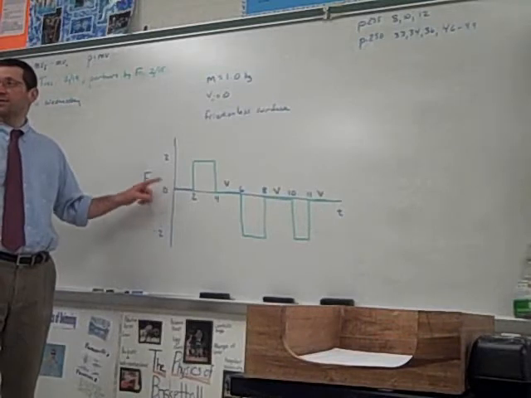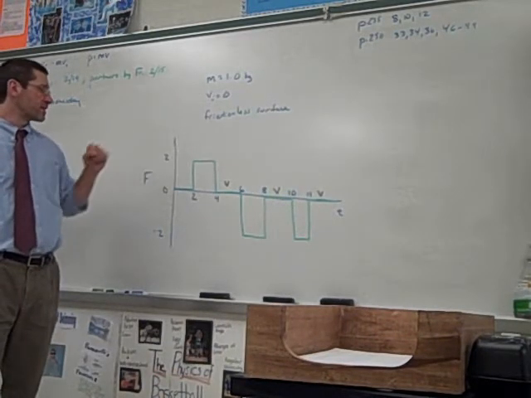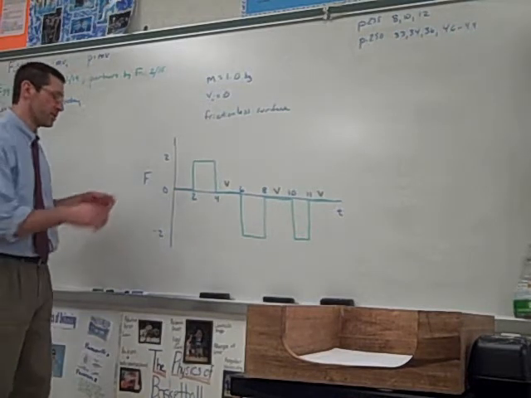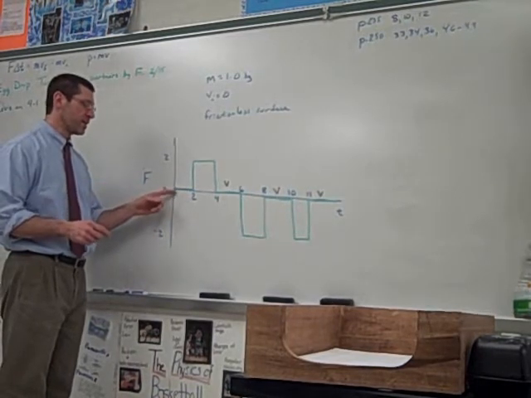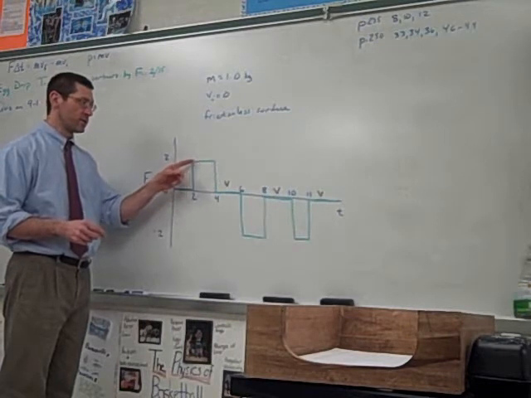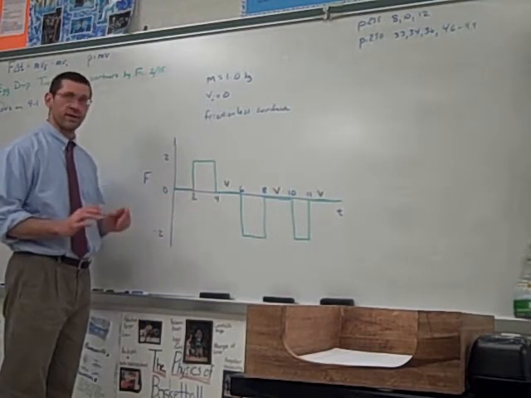What is the initial velocity of the object? 0. When does it stop being 0? At 2 seconds. Okay, so picture you have an object sitting on a frictionless surface, no velocity. Nothing happens for the first 2 seconds. At 2 seconds, we begin to push it with a force of 2 newtons, and then we keep applying that force for 2 seconds, right?